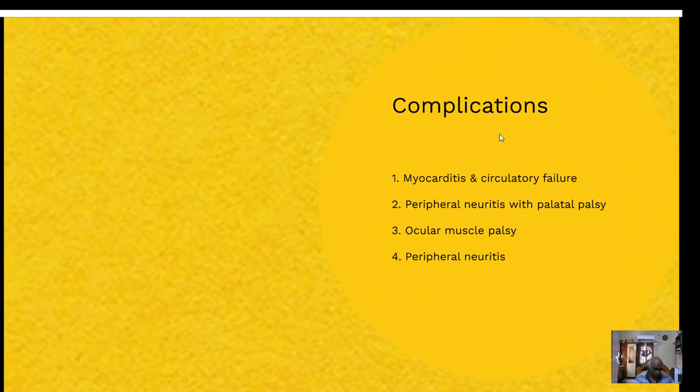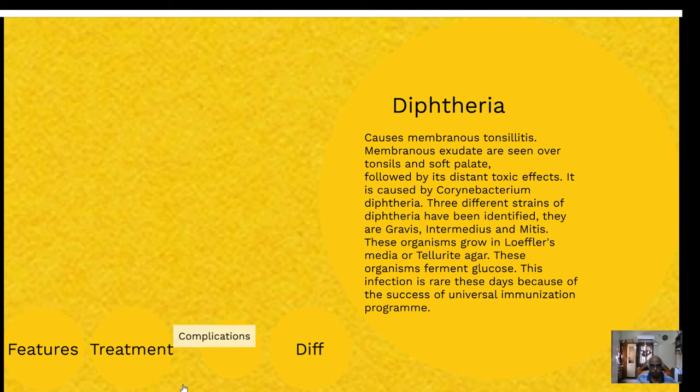Now, complications of membranous tonsillitis include myocarditis and circulatory failure. Usually, myocarditis is known to cause tachycardia, whereas in diphtheritic myocarditis, the children will have bradycardia. There will be peripheral neuritis, there will be palatal palsy, there will be ocular muscle paralysis. The lateral rectus muscle is commonly involved due to abducens nerve involvement. Peripheral neuritis is also common in these children.